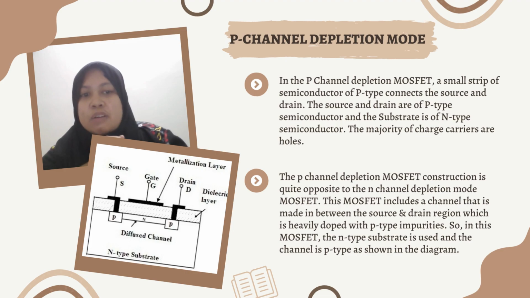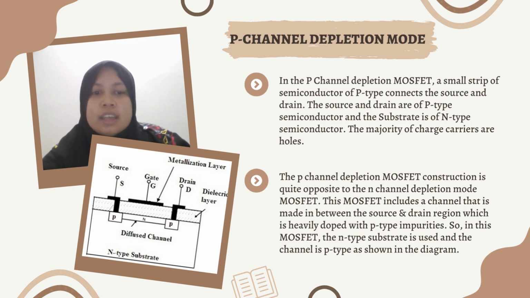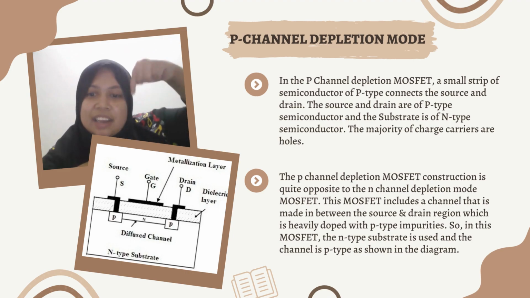These MOSFETs include a channel that is made between the source and drain region, which is heavily doped with p-type impurities. So, in this MOSFET, the n-type substrate is used and the channel is p-type, as shown in the diagram.